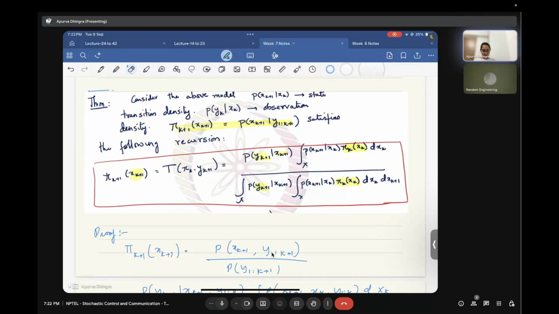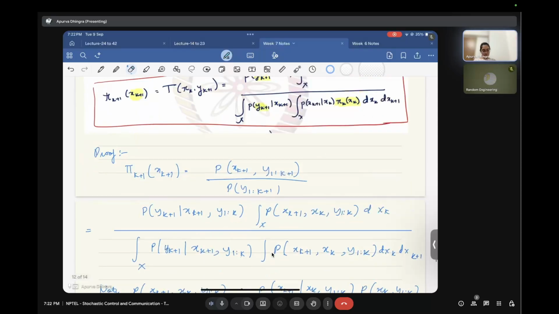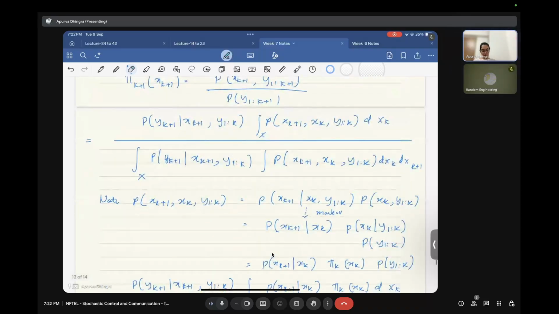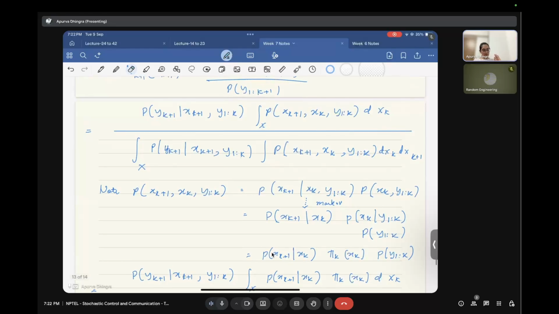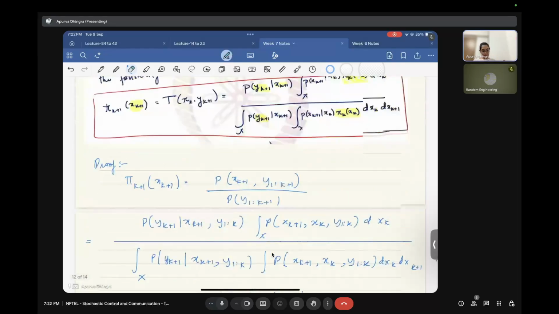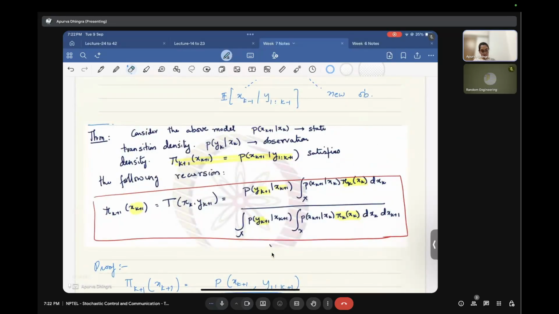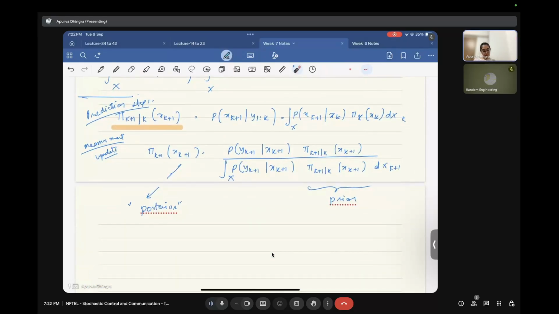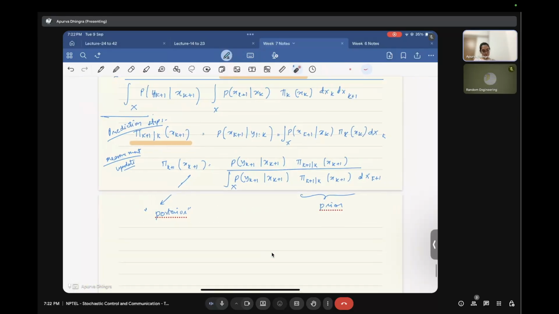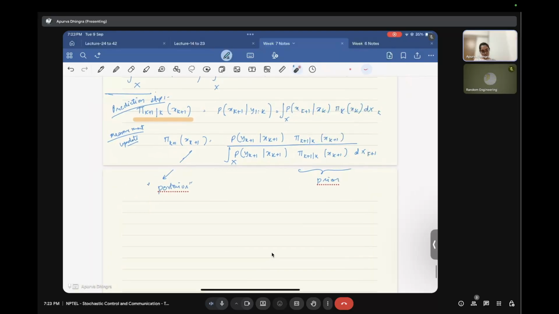So the proof is actually fairly straightforward. All we are doing is applying the Bayes rule more than once, and because we have these quantities, we will try to bring them back in. That's pretty much it. So I'll skip the proof and just go to the last point. After the proof is done, this is what it looks like. There are two things happening here.